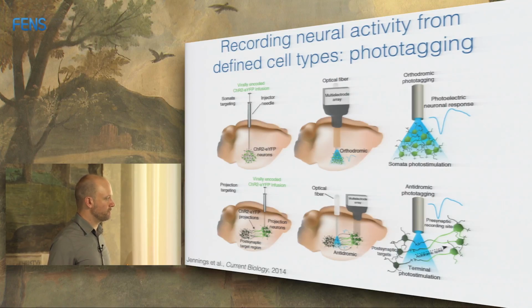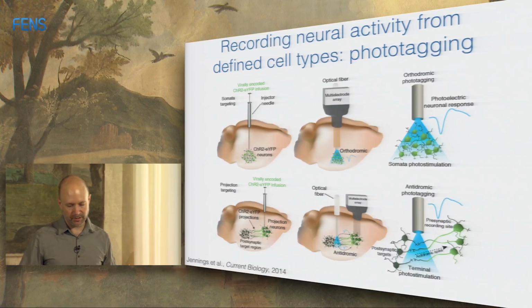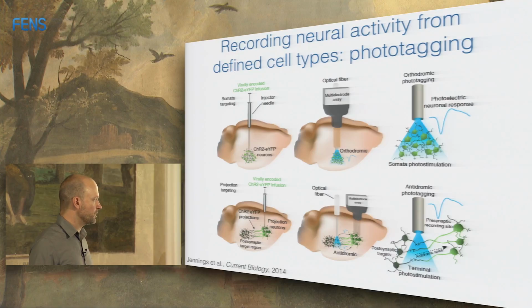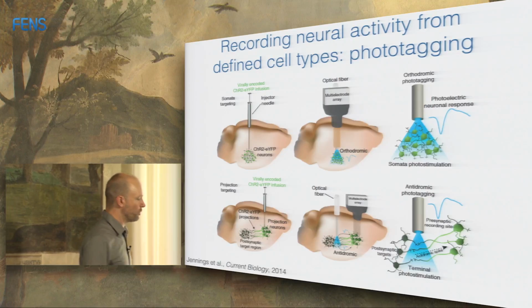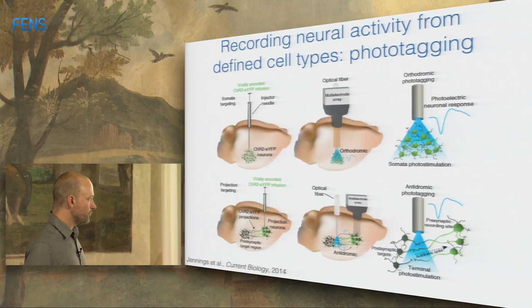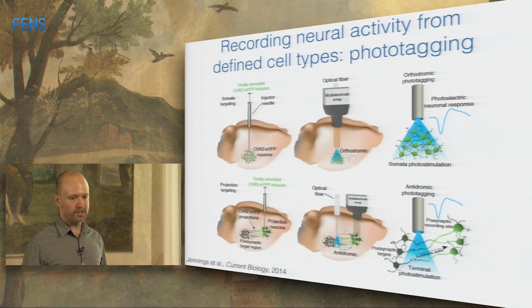You can also do this to look at projection-specific neurons. We know that in most brain regions, you have projections to brain region A, B, C, D, whatever. Cells project all over the place. Oftentimes, it's important to try to understand whether a particular cell type, based on its projection, may be encoding information differently versus cells that might be projecting to a different brain region.